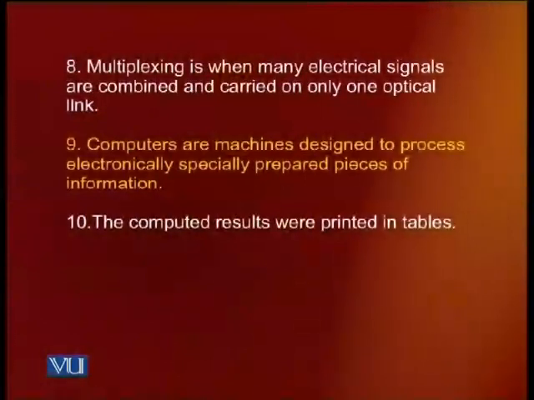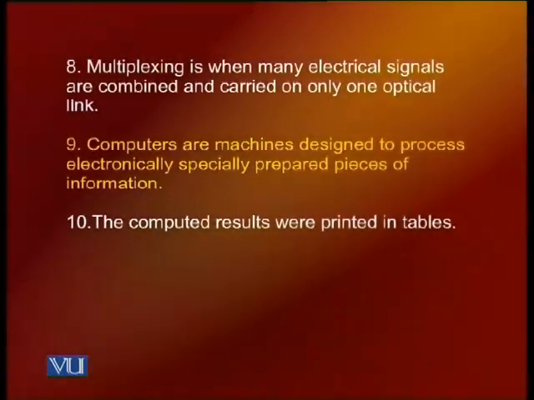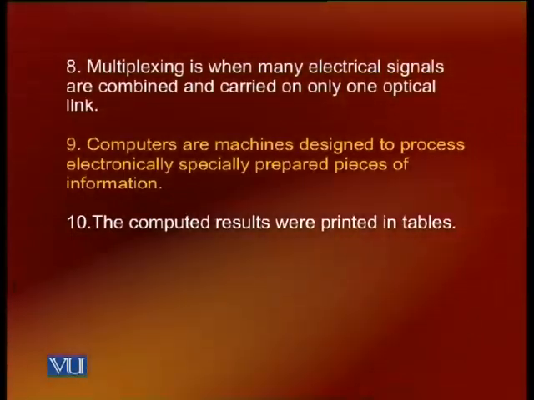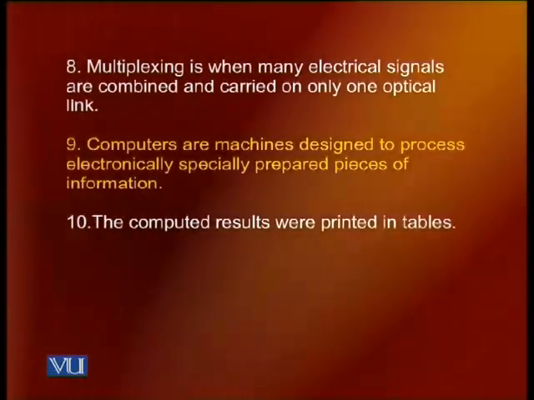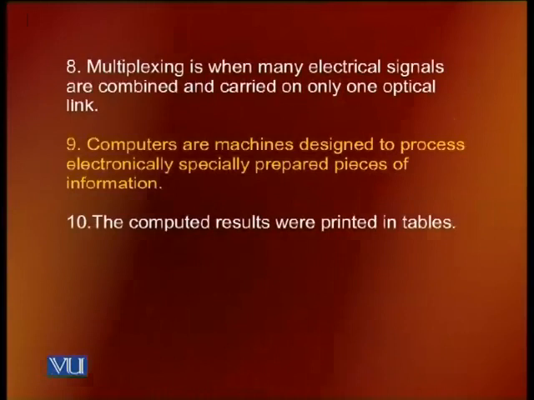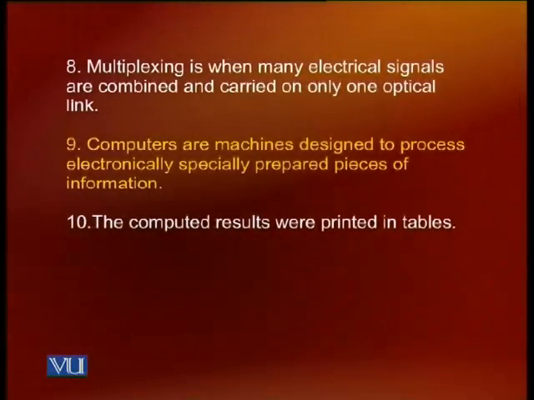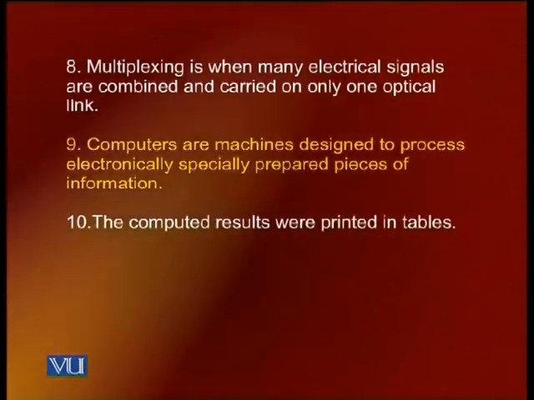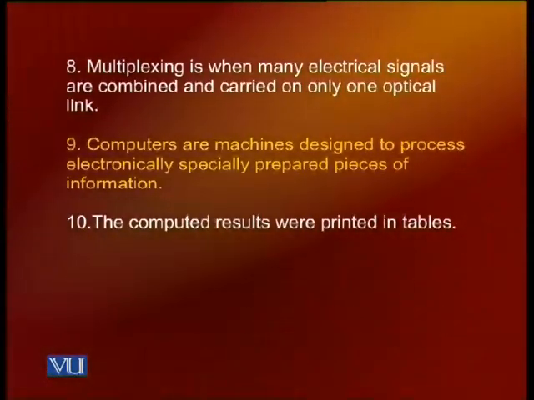Sentence number 8. Multiplexing is when many electrical signals are combined and carried on only one optical link. Let me read it again. Multiplexing is when many electrical signals are combined and carried on only one optical link. Simple. ING in the word multiplexing, AL in the word electrical, and again AL in the word optical.